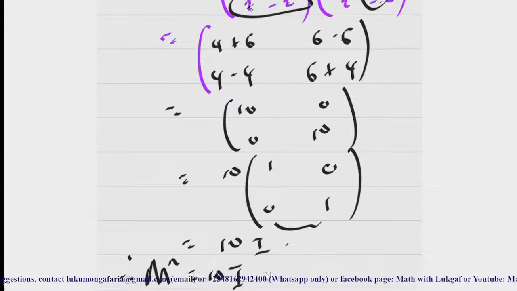So you have to know that not all matrices can be squared. You understand now? So not all matrices can be squared. But if your matrix is a square matrix, then you can actually calculate it. So in essence, you can only find the square of a matrix if the matrix itself is a square matrix.